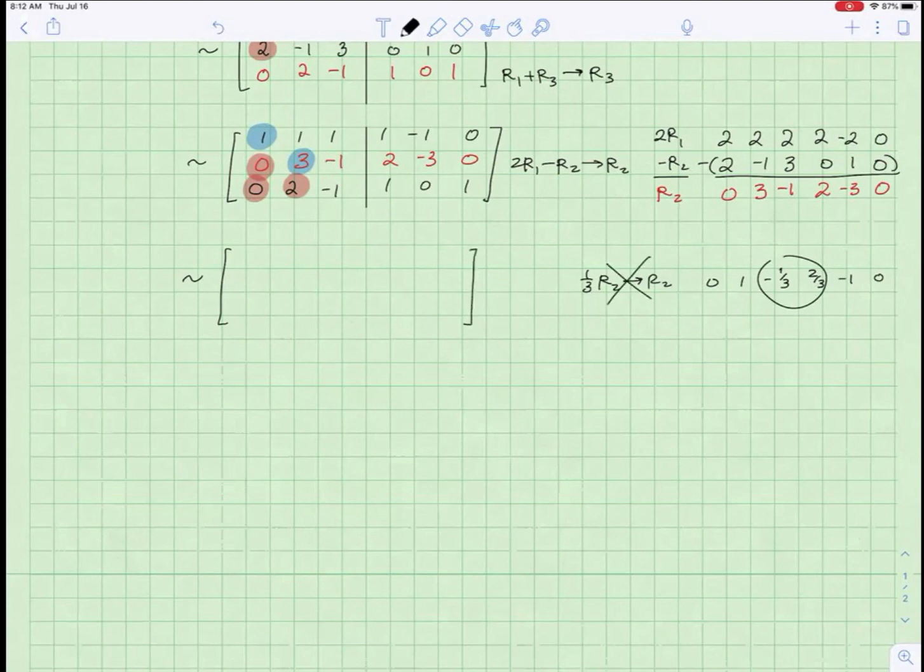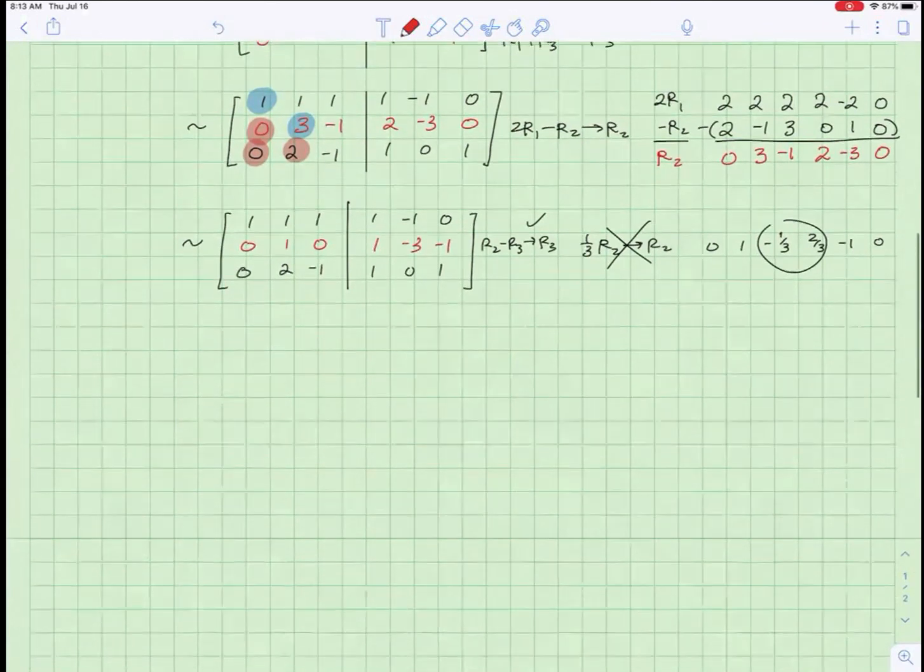Instead, what I'm going to do is I'm just going to do row 2 minus row 3 is my new row 3, because 3 minus 2 is 1. So instead of using multiplication, I'll just use subtraction, and that will give me the 1 in that middle position that I'm looking for. So the top row is 1, 1, 1, 1, negative 1, 0. The bottom row is 0, 2, negative 1, 1, 0, 1. And as we do the middle row minus bottom row, that will give me 0, 1, 0. Oh, that's nice. 1, negative 3, negative 1.